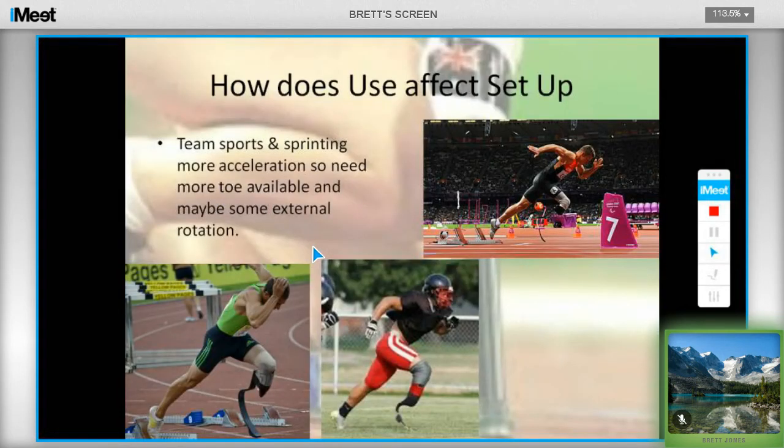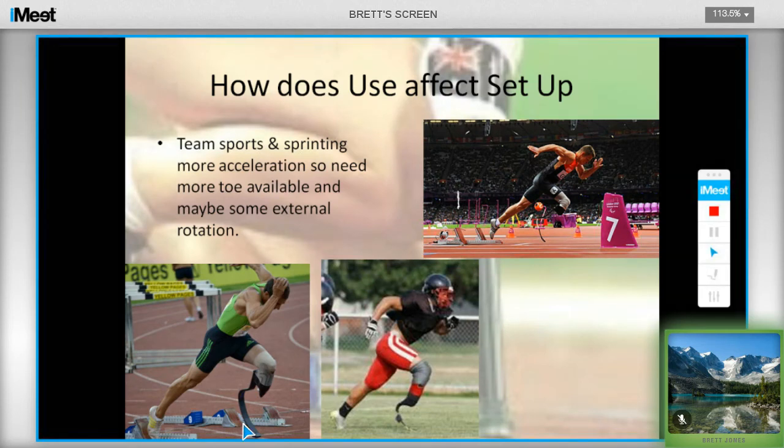So how does it affect setup? If we're in a team sport and sprinting, for example, there's more acceleration required in team sports and in 100-metre or 200-metre sprinting. So a 100-metre race might have 40 to 50 metres of acceleration. Therefore, the angle to the ground is a little bit greater for a larger component of the event than, let's say, a 10K fun run or going for a jog. So what we might need here is a little bit more toe involved.